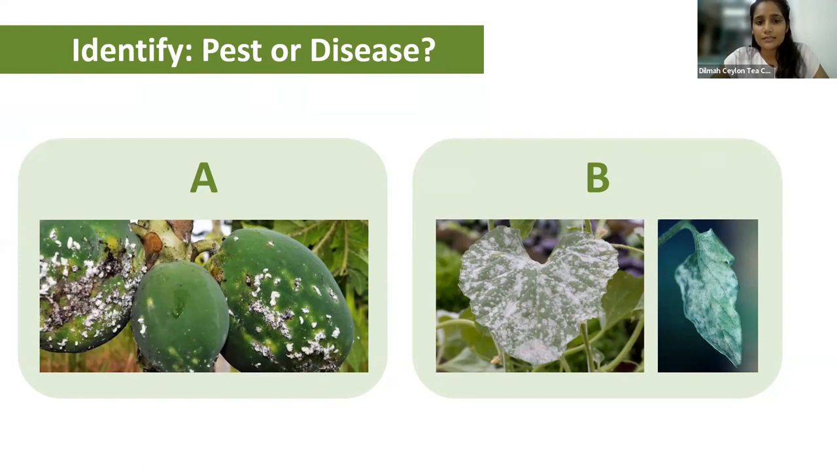The first answer is A is a pest and B is a disease. The second answer is A is a disease and B is a pest. Third answer is both A and B are pests. And fourth answer, both A and B are diseases. So we can see some answers coming in. I think we can end the poll now and see what the results are.